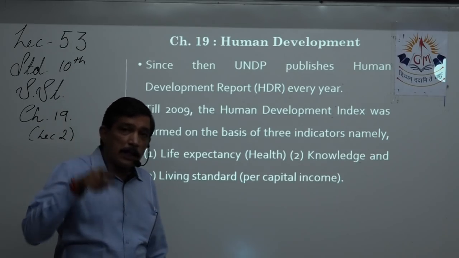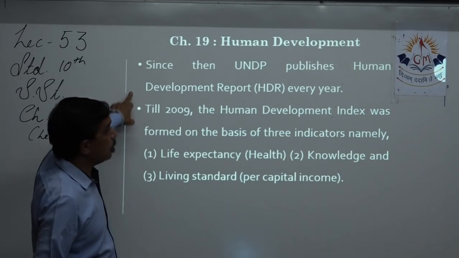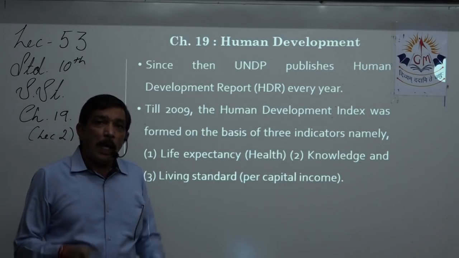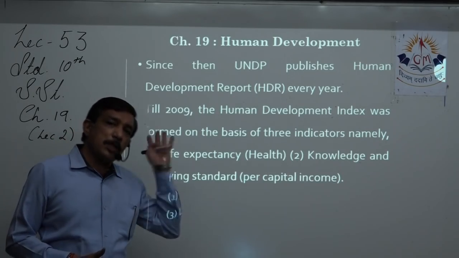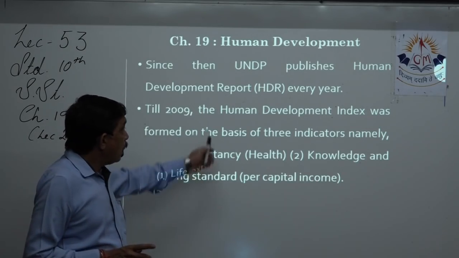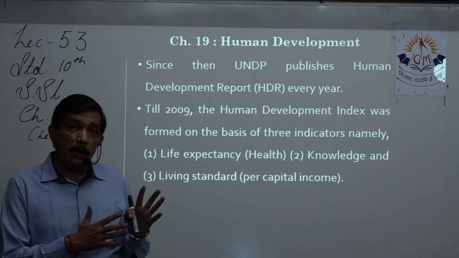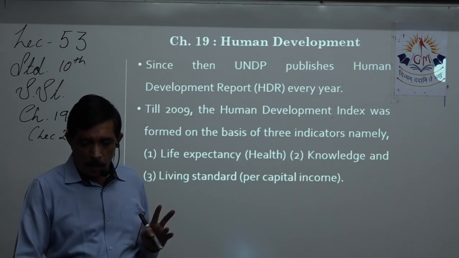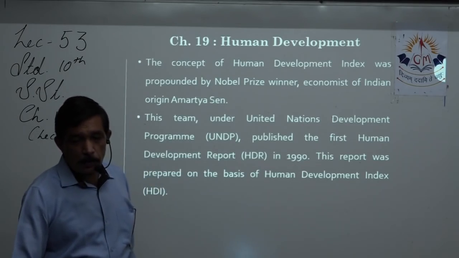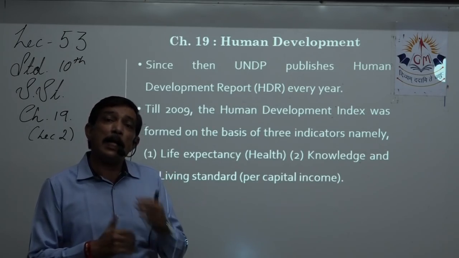Since 1990, very, very important, you can please underline this, UNDP publishes the Human Development Report each and every year. If the report is published this year, that means the data is of the previous year. Till 2009, yahan pe bhi change hai, Amartya Sen and his team and UNDP from 1990, because the first one was published in 1990, till 2009, that is for 20 years, this system of HDI and HDR continued.